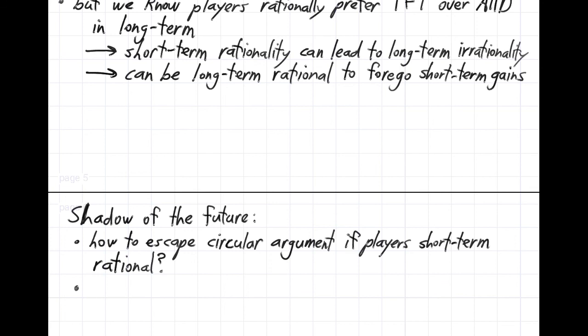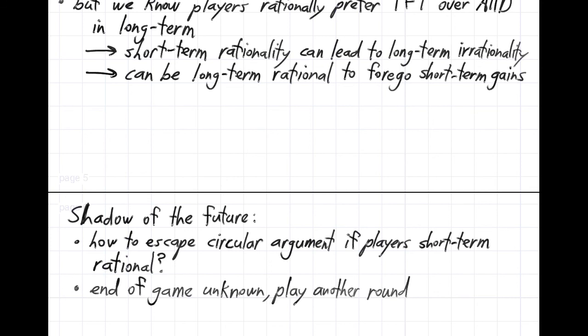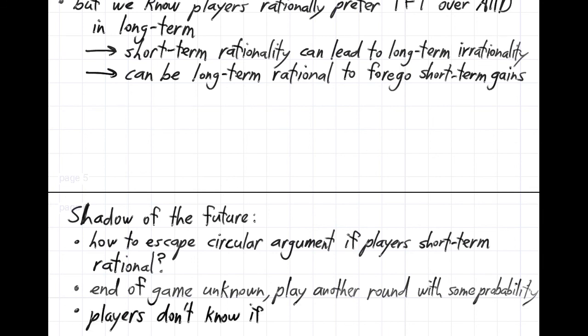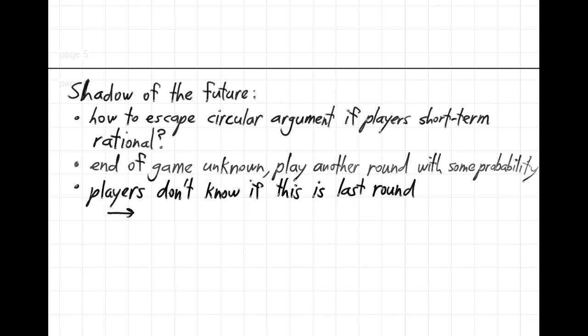So if we make the end of game unknown, for example, we could play another round with some probability, then the players can't make that switch in their behavior. The players will never know if the current round is the last round. And that's the idea behind this term, shadow of the future. The possibility of future retaliation helps to maintain cooperation.